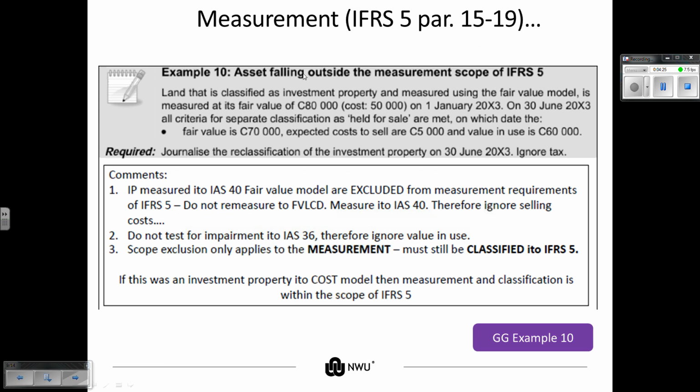Please work through your example 10 in your workbook, for example, of land classified as investment property and measured using the fair value model. I think in your Blantyre question, there's also a good example of investment property on the fair value model, and you are now using the measurement of IAS 40, but it is classified as IFRS 5.